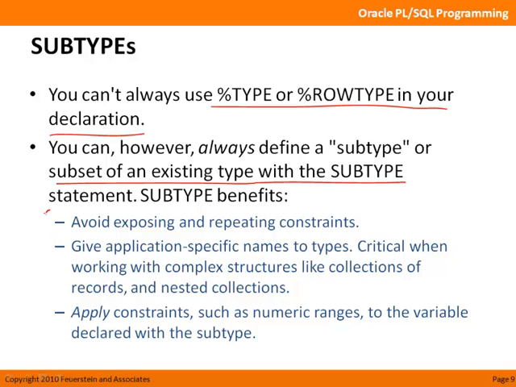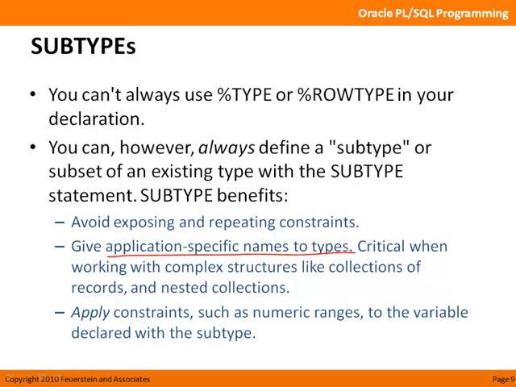There are several benefits to subtype. Most importantly, you avoid exposing and repeating your constraints. So if I need to specify that there's a limit of, say, VARCHAR2 to 100, I don't have to hard code it over and over again. I can define it once and reference it by name. I can give application-specific names to my data types. This is especially critical when you're working with complicated structures like collections of records and nested collections. I'll show you an example of that. But the bottom line is application-specific names to your types. And you can also apply constraints, such as numeric ranges, to the variable declared with your subtype.